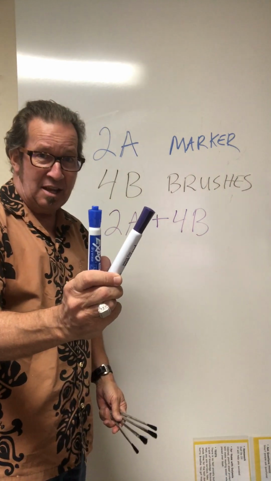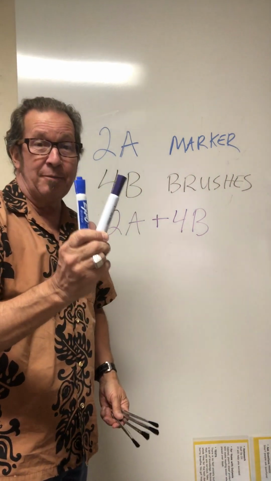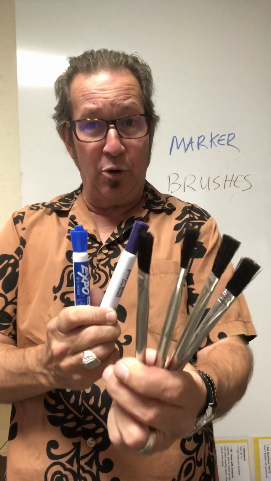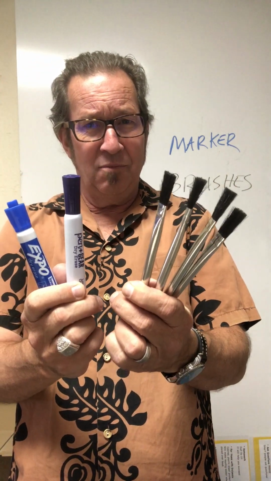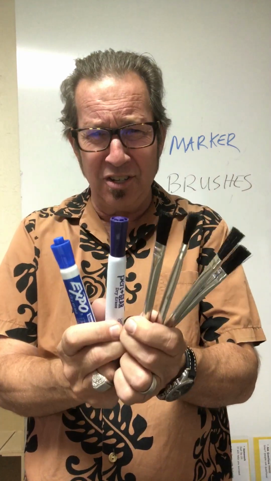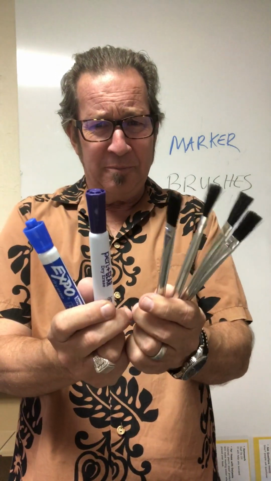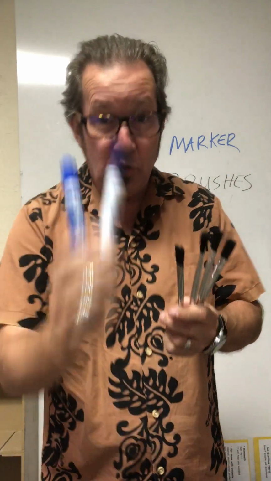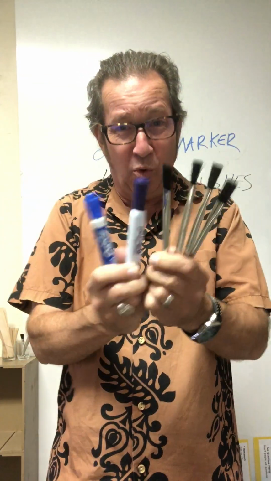If I said, I'm going to take 2 markers and add 4 brushes, what do I have? Do I have 6 brushes? No. Do I have 6 markers? No. What do I have? I have 2 markers and 4 brushes. That's what it is. I can't put them together. It doesn't work.